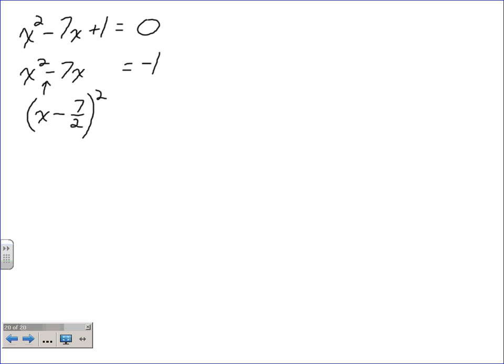Well, we take half of the b term, and then we have to square it. 7 halves squared would be 49 over 4. 7 halves times 7 halves is 49 over 4. And I'm going to add that to both sides of the equation.